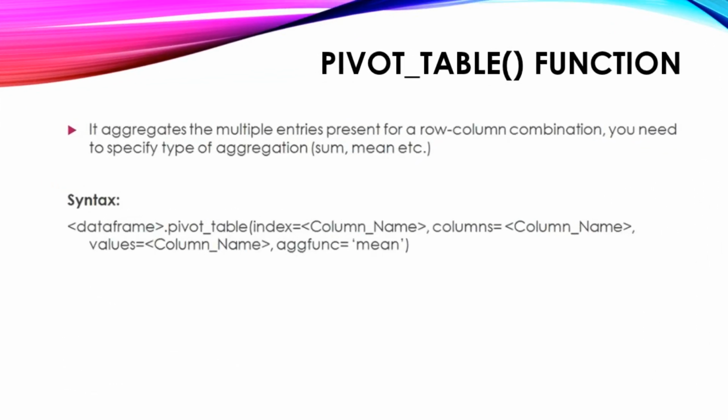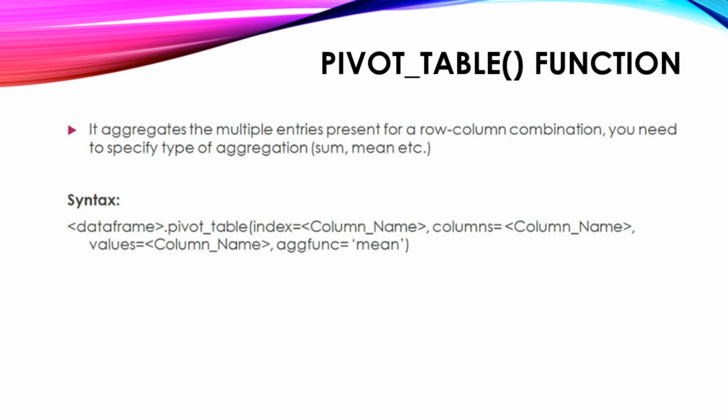So now to solve this error we have one more function, that is pivot table. What does pivot table do? It aggregates the multiple entries present for a row-column combination. You need to specify the type of aggregation. Now if there are multiple values, it is going to perform an aggregation method. In aggregation you can use sum, mean, average, whatever aggregation you want to be performed on those duplicate values, you can use the pivot table function.